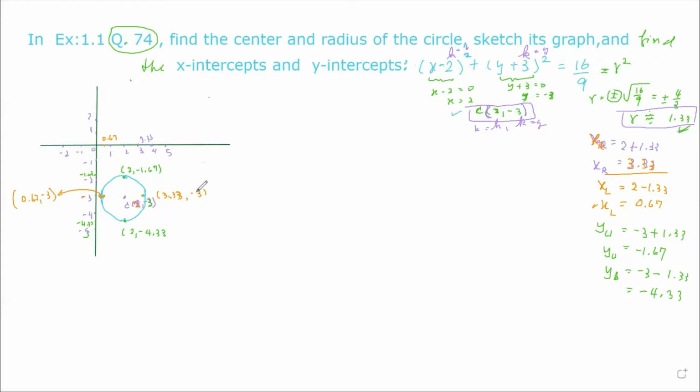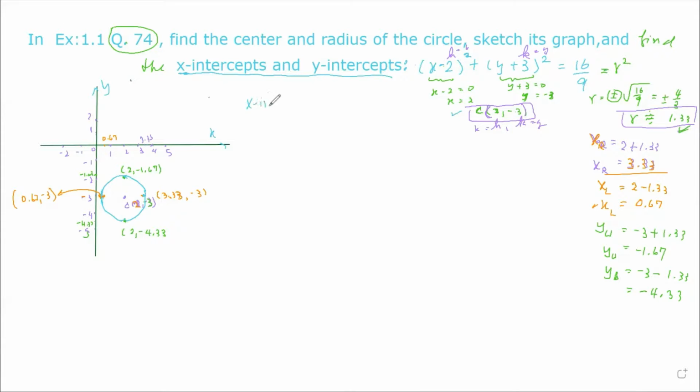Okay, and after this, I want you to find, in this question, it did not ask you to find the x and y-intercept, but I want you to do it, okay? To get the x-intercept and y-intercept, how to do it? Same as the last question. See how to get the x and y-intercept.